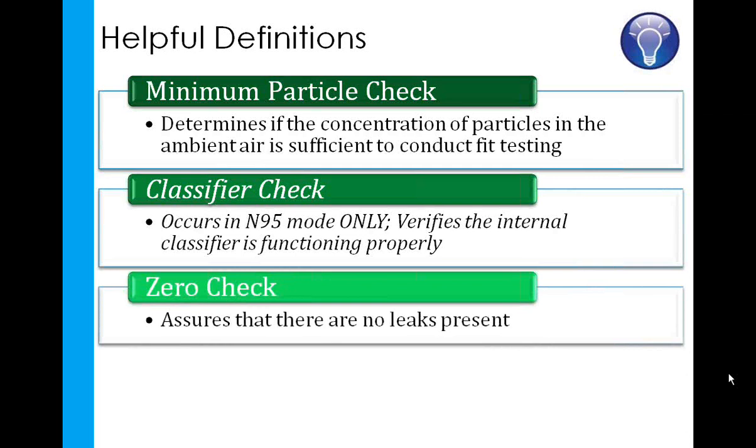The next setting displayed is the zero check. The zero check tells us if there are any leaks in the PortaCount unit or if the PortaCount tubing has any leaks. If there were a leak here in the tubing or the PortaCount, it would cause us to falsely fail our fit tests, because the PortaCount would see those particles that were leaking in as particles that leaked in from the mask.